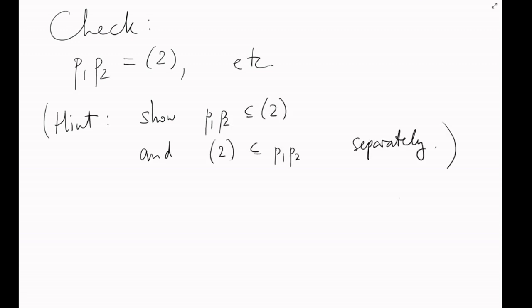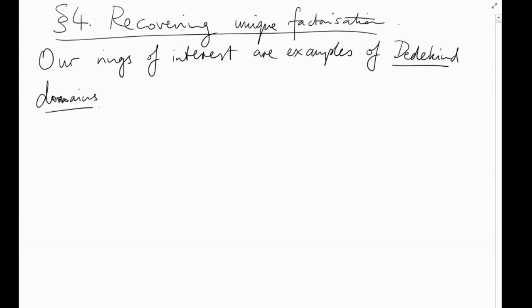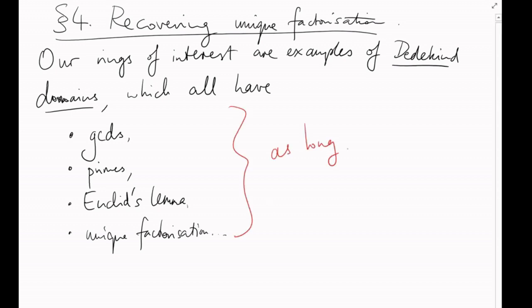Section 4. Recovering unique factorization. Okay, I need to say this at some point. Our rings of interest, like Z, Z adjoin i, Z adjoin omega, Z adjoin root minus 5, are called Dedekind domains. One way of looking at this theory of ideals is to see it as adding in all the missing greatest common divisors necessary for factorization to be unique. In fact, due to the way Dedekind domains are defined, we have perfect analogues of greatest common divisors, primes, Euclid's lemma, and unique factorization, but only if we work with ideals, not elements.